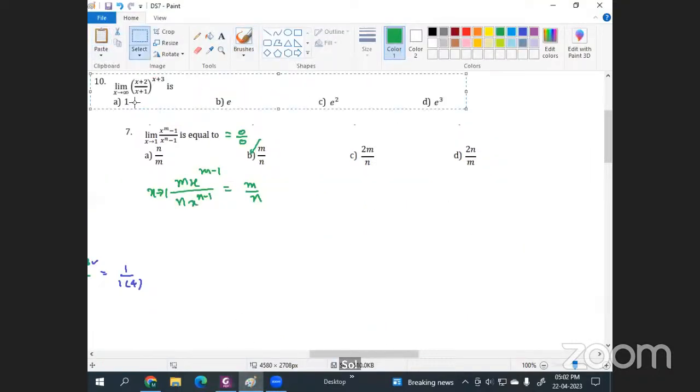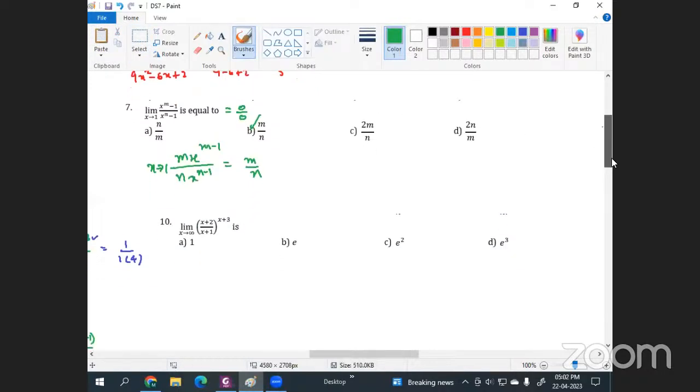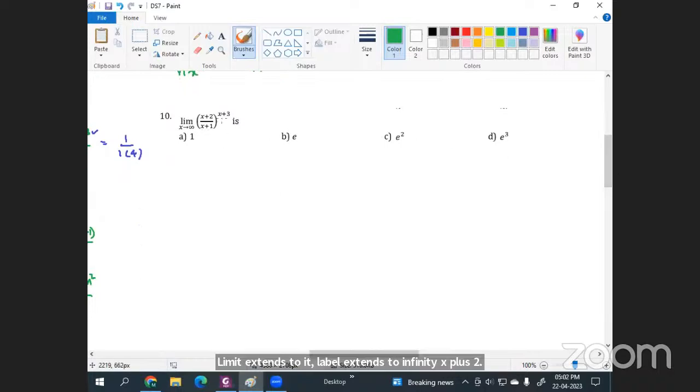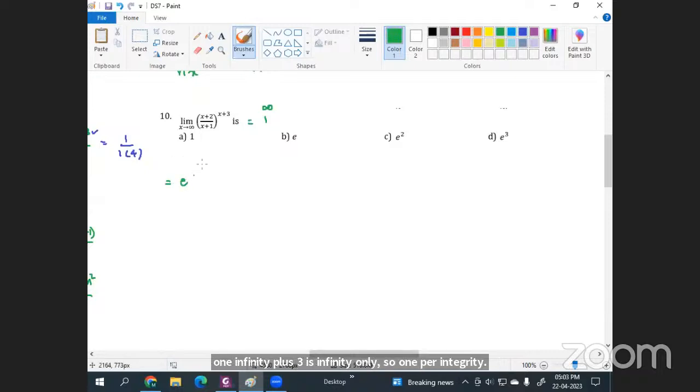10th one. Limit x tends to infinity, ((x plus 2) by (x plus 1)) whole power (x plus 3) is equal to? Numerator degree and denominator degree are equal, so the base is 1, and infinity plus 3 is infinity only. So we are getting 1 power infinity, so I can apply the Cauchy's rule: e power limit x tends to infinity of g of x into (f of x minus 1), where the formula is g of x into f of x minus 1, (x plus 2) by (x plus 1) minus 1.